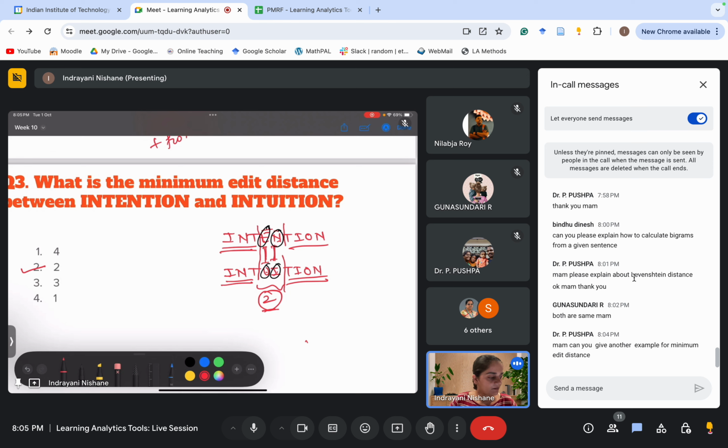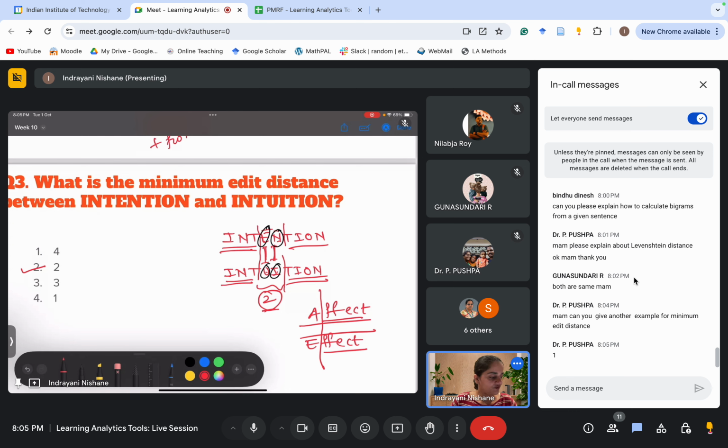There was another example, affect, effect. Now you only tell me what is the minimum edit distance between these words. These letters are the same. We will change only one letter. So what will be the edit distance? 1.